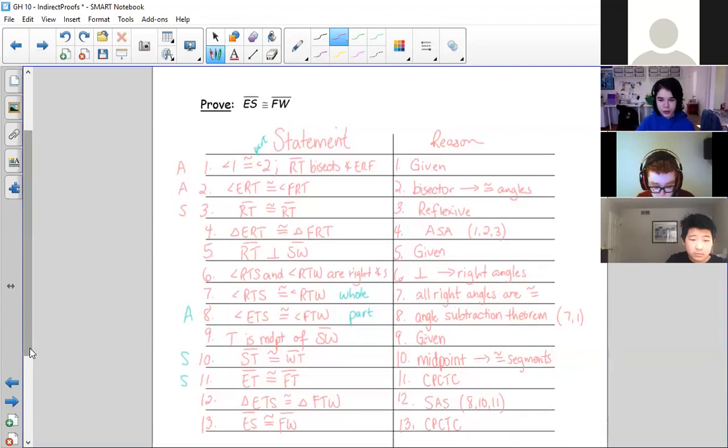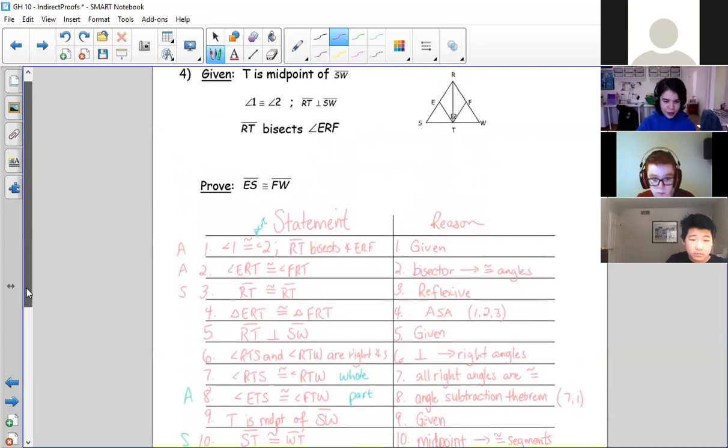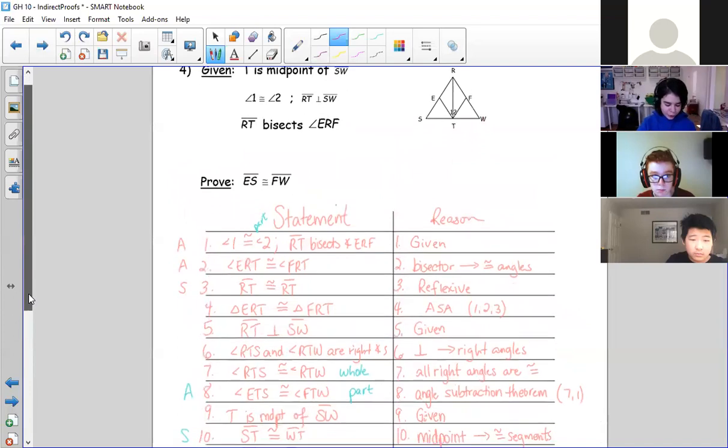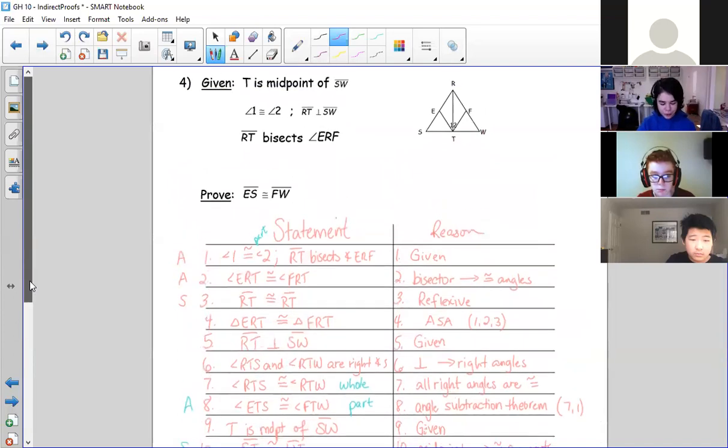Good. I did mine differently, but I actually realized after I did mine that I could have done it simpler. Mine was actually 15 steps. Okay, so what did you do that was different that made it longer, Levi?